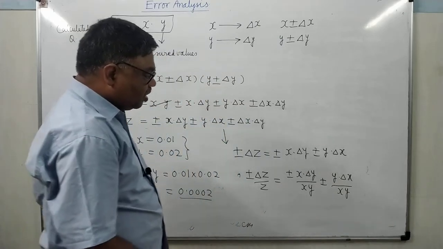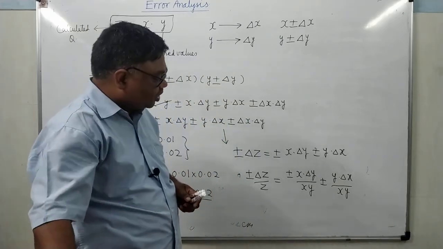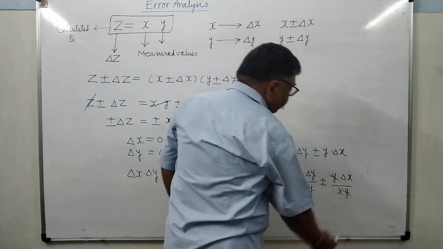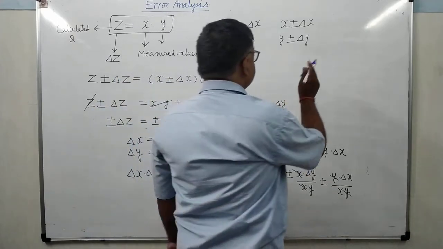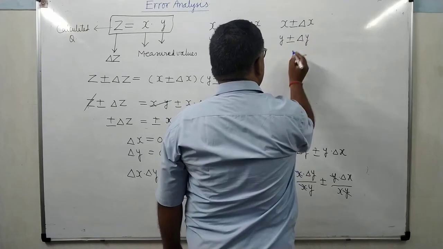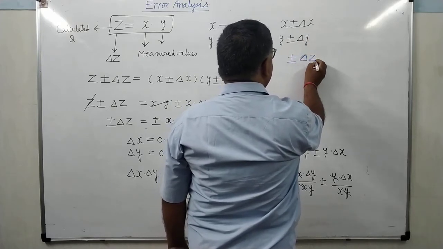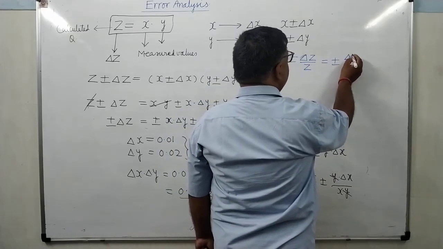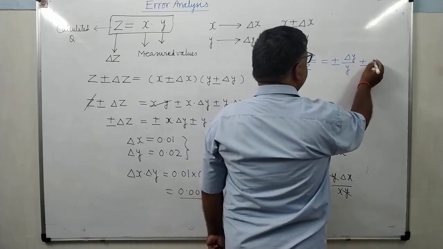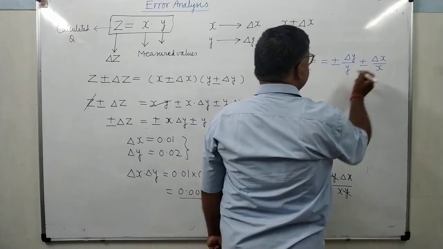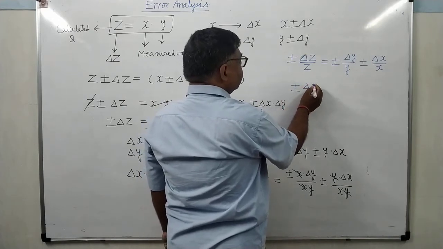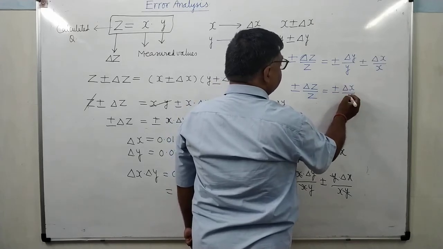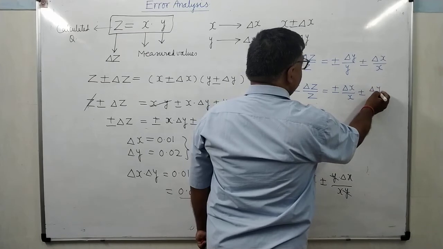You cancel. X will be cancelled with X, and Y will be cancelled with Y. What will be the final relation? Final relation: plus minus delta Z upon Z equals plus minus delta Y upon Y plus minus delta X upon X. Or rearranging the terms, equals plus minus delta X upon X plus minus delta Y upon Y.